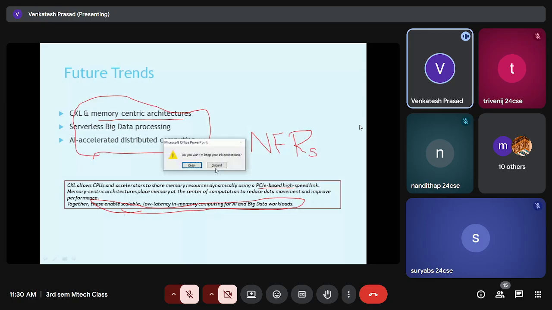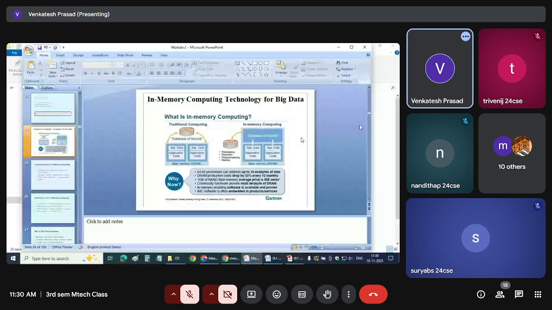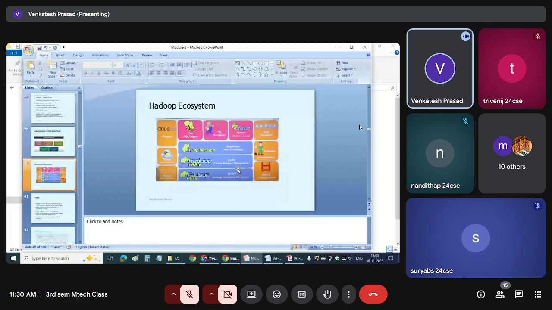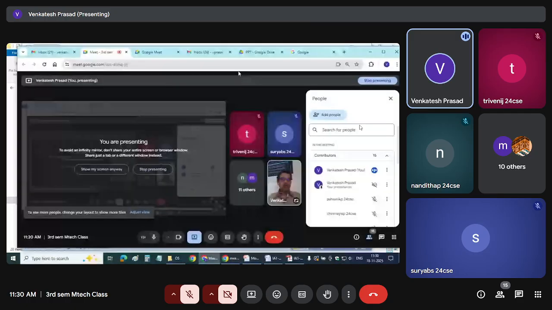So the in-memory computation, all these things I covered yesterday. So in the next class, we will move on to Hadoop. Okay. So no other topic is pending before this as per the syllabus. Okay. All right. So that's it. We are done.